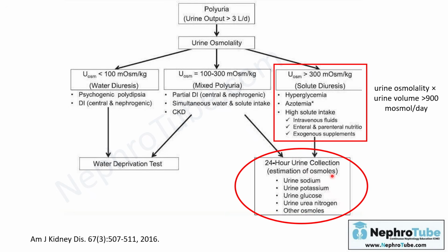If you remember, in the previous approach, which was blue in color, I told you if the patient has more than 1000 osmoles in the urine, it is osmotic diuresis, and if it is less, it is a renal tubular concentration defect. So how do we calculate the osmoles in urine? You have to multiply urine osmolality by urine volume. If urine osmolality multiplied by urine volume is more than 900 milliosmol per day, then 100% you have solute diuresis.